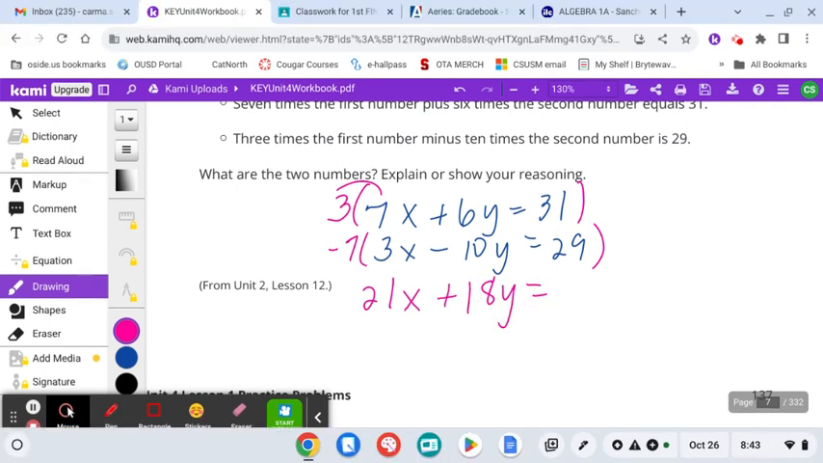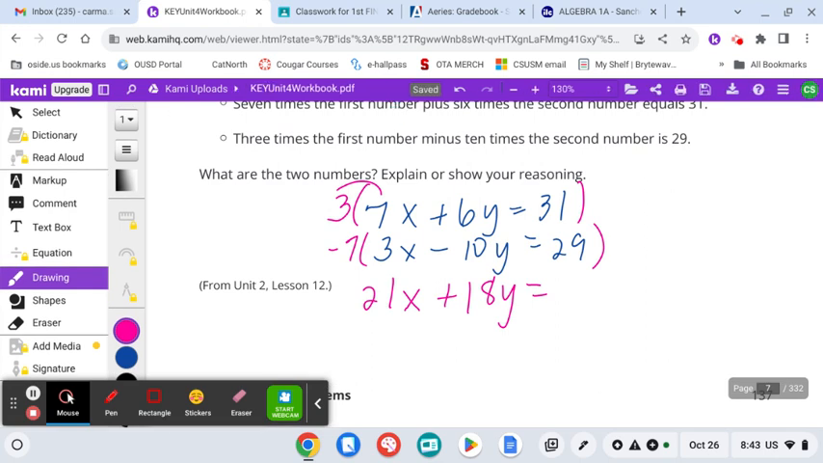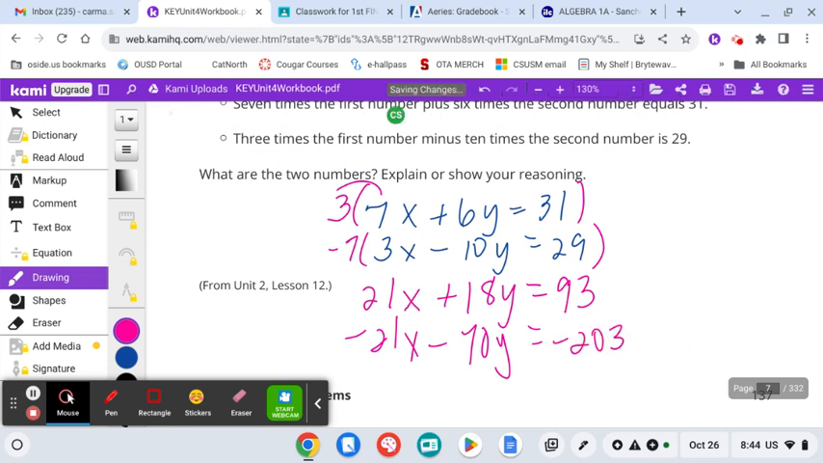Let me grab my little calculator. 31 times 3. All right, I'm getting 93. And then -21x minus 70y, 29 times -7. All right, oops, and do you see my issue with the sign right there? So -21, positive 70, -203. So these are going to cross out.